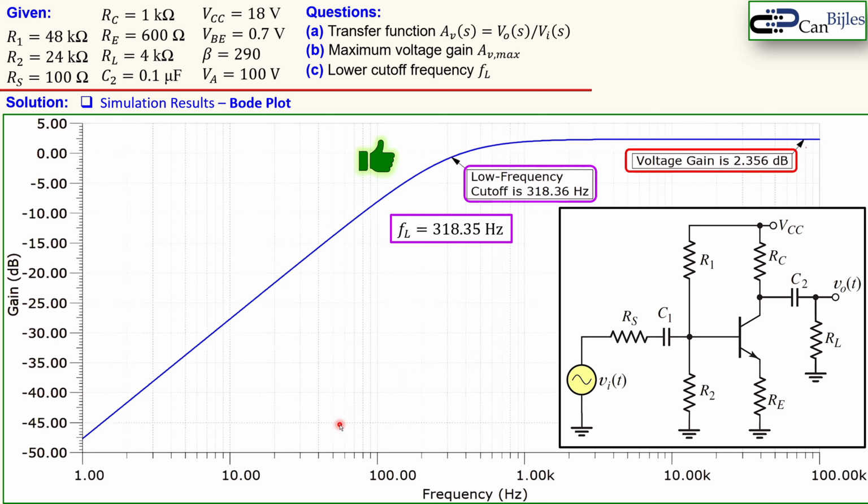Alright, that was our example considering the output capacitor effect on our BJT amplifier circuit, and we have determined how we can calculate that using the small signal model.